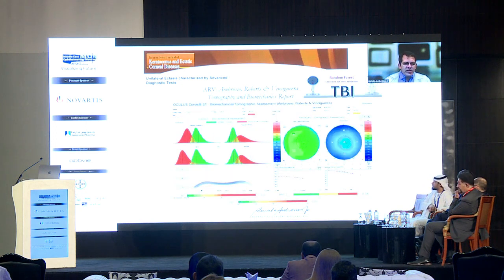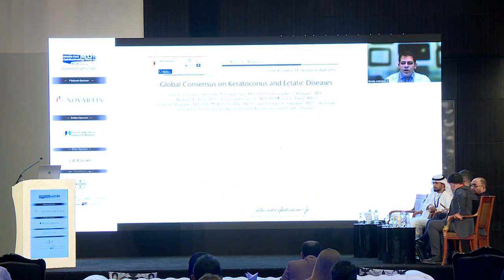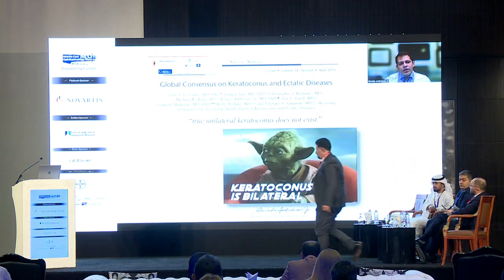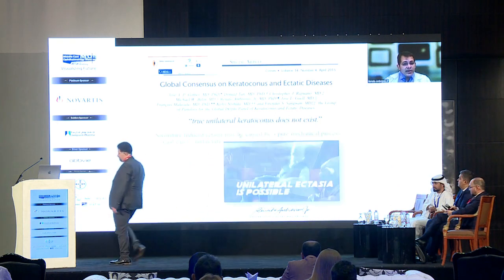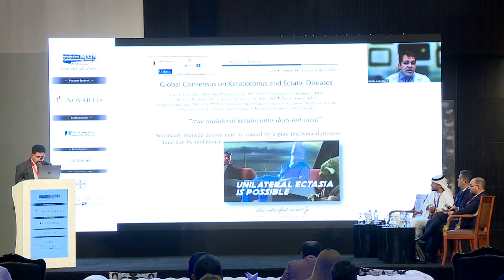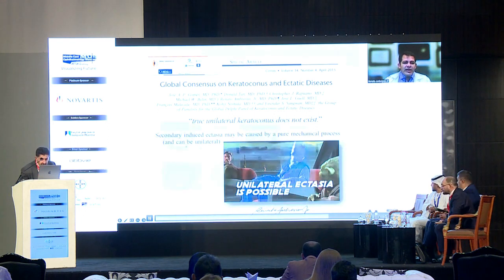And this patient even came after a few years for a follow-up, and he is still very stable in the right eye. So the global consensus is that unilateral keratoconus does not exist, but you can have secondary ectasia in any eye due to a purely biomechanical process, and that can be unilateral.